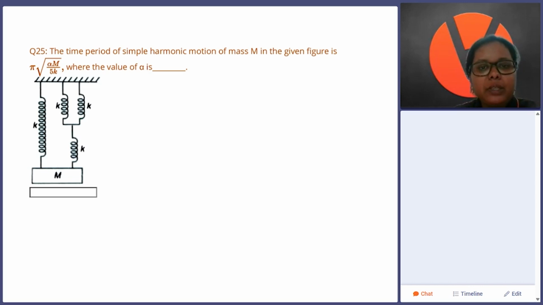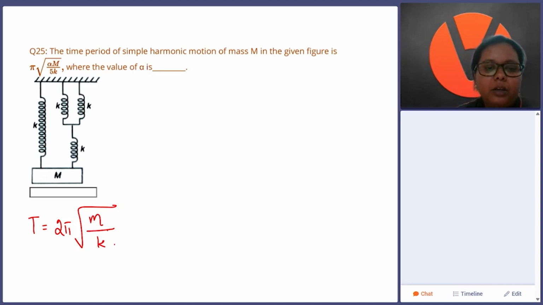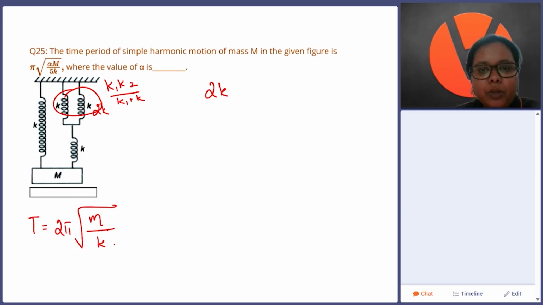The time period of a simple harmonic motion of mass m in the given figure is this value, where the value of alpha is. This is the question. It's a very simple question. What we can write is, just now we have done the same problem, 2 pi root of effective mass divided by k, spring constant. So what shall I do now? This value. What is that? Effective k1, k2 divided by k1 plus k2. So this is 2k we will write, and for this value, so 2k into k for this thing.